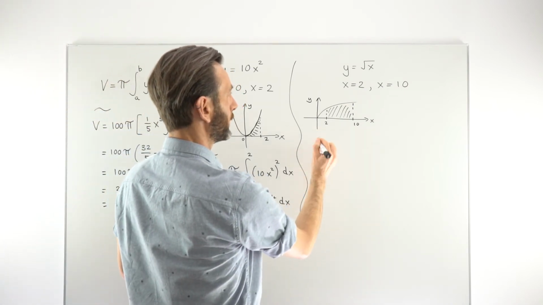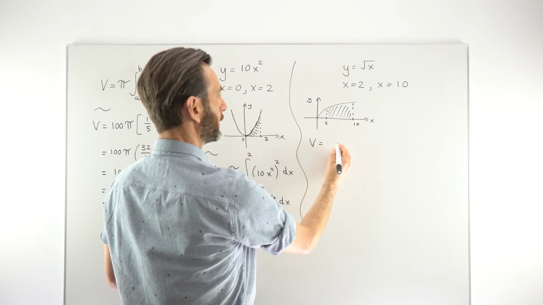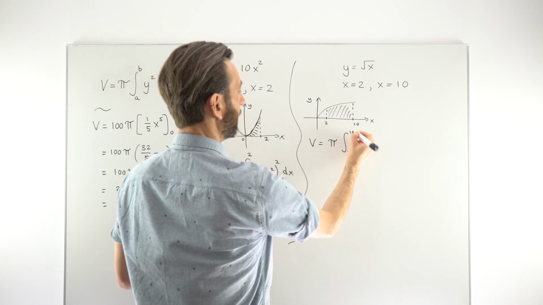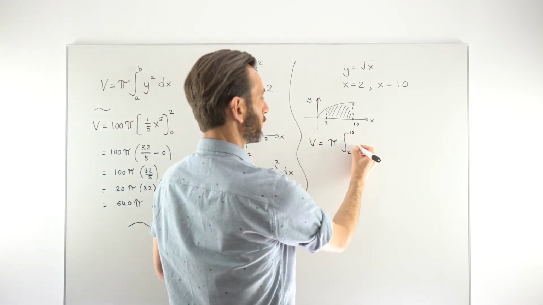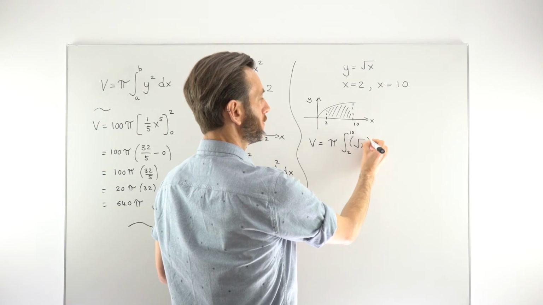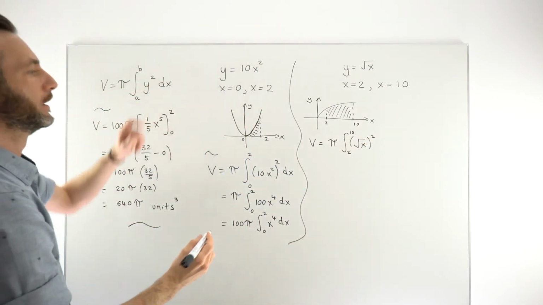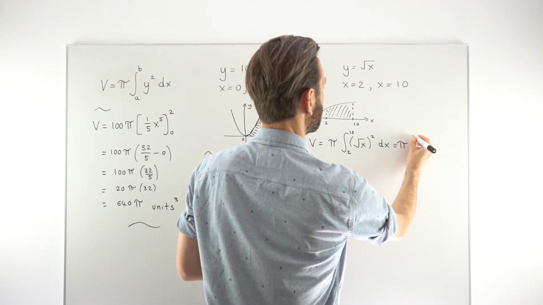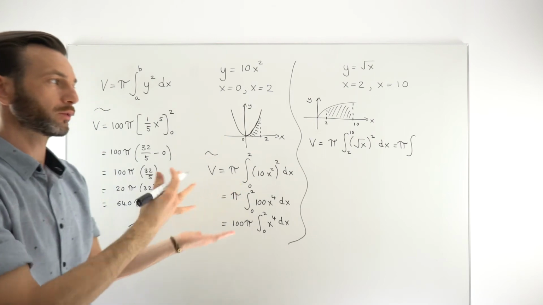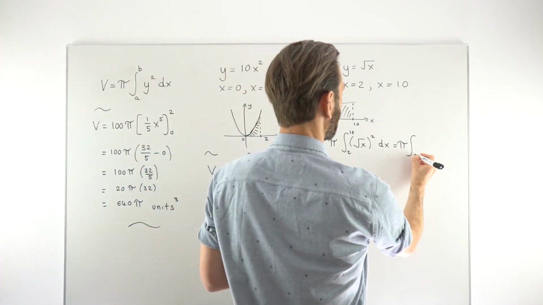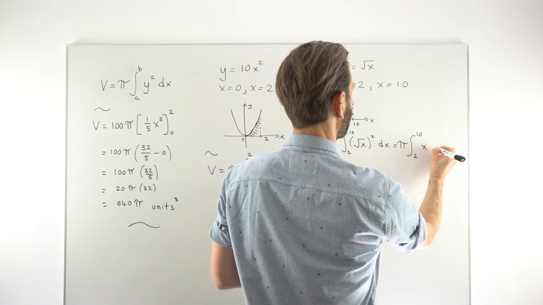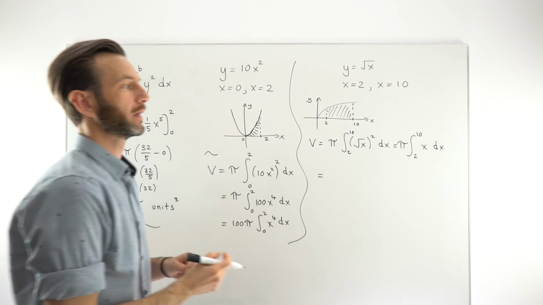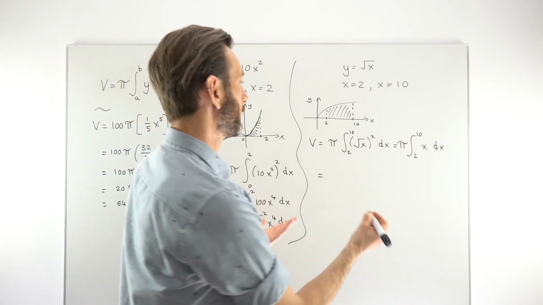So our volume, again, just plugging into the formula, is going to be equal to pi times the integral between 2 and 10 of y, which is the square root of x, squared, because the formula, remember, has got the squared in it, dx. So this one's quite convenient because the square root and the square just cancel each other, so you just get the integral between 2 and 10 of x dx. And just carrying that one forward, that's already in the correct format to use the power rule for integration.